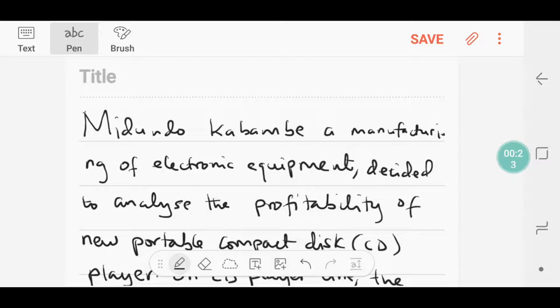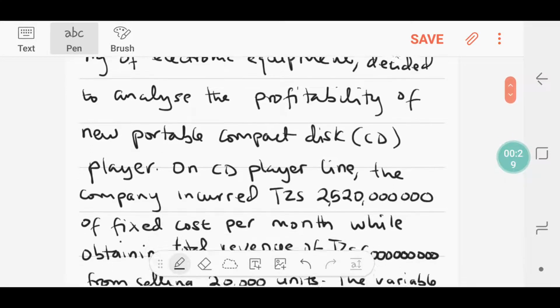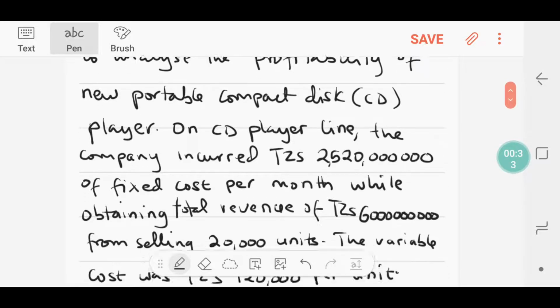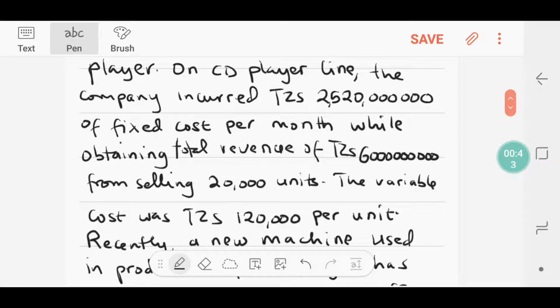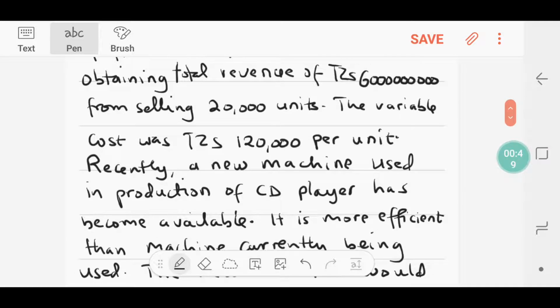Our question states that Mdundo Kabambe, a manufacturer of electronic equipment, decided to analyze profitability of a new portable compact disc CD player. On the CD player line, the company incurred shillings 2,520,000,000 of fixed cost per month while obtaining total revenue of shillings 6 billion from selling 20,000 units. The variable cost was shillings 120 per unit.